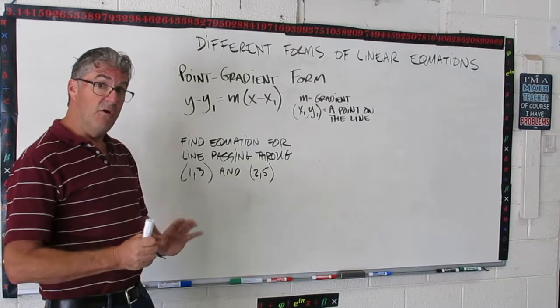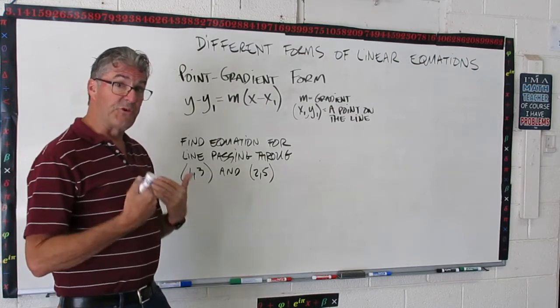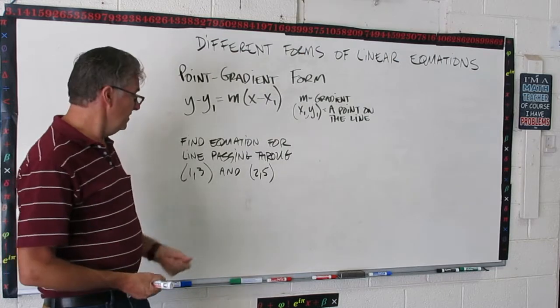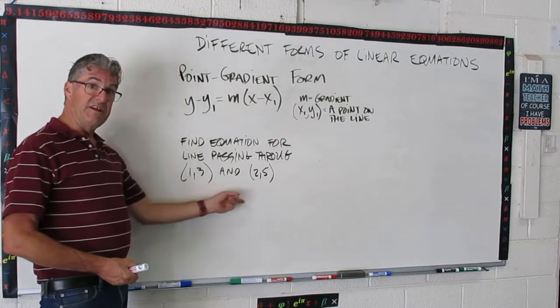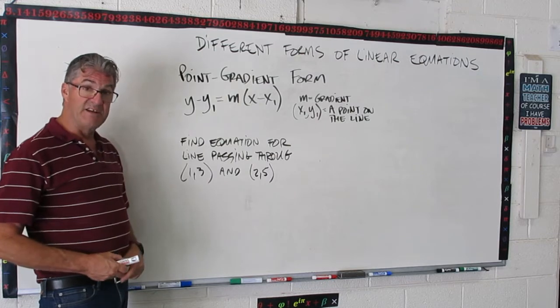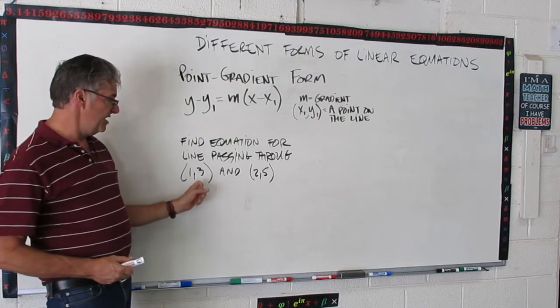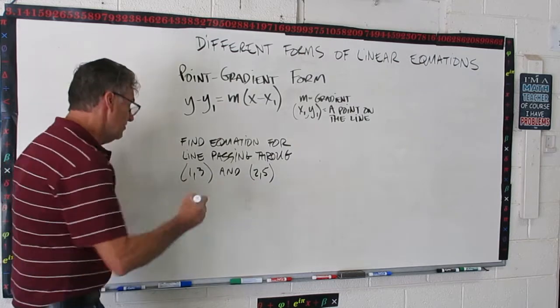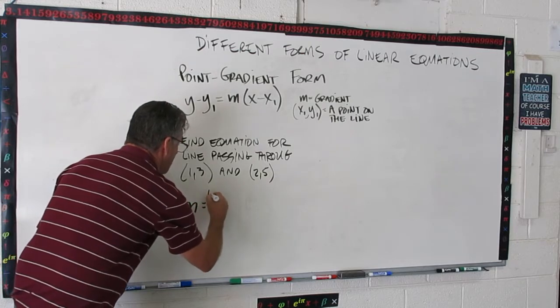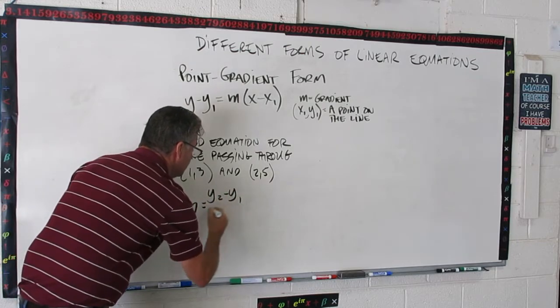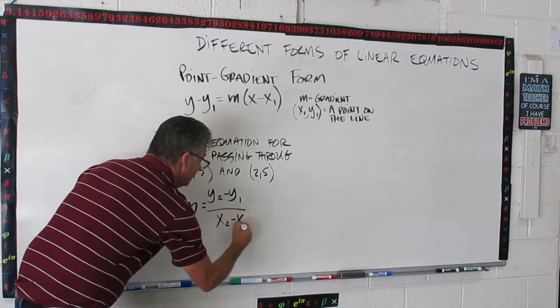Okay, so far you've been given gradient for these two forms, and you're not given gradient right now, but you can find gradient. And we have 2 points, x1, y1, x2, y2, so the gradient is going to be given by y2 minus y1 over x2 minus x1.